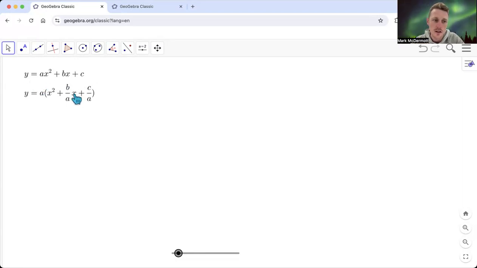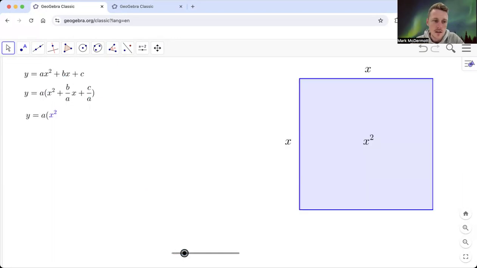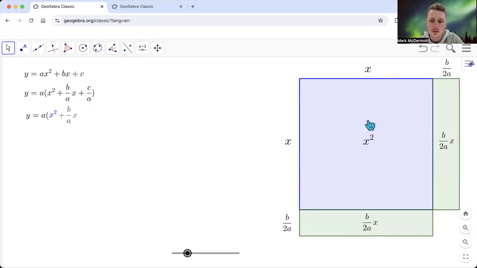So a comes out the front. So this becomes b on a x plus c on a. So just taking it out as a factor of every term, right? Okay, so what you're going to get is this. We're going to start to complete our square just like we've done before. So we're going to take our x squared sort of tile or square. And then what we're going to do is we are going to create these two extra parts of our square.